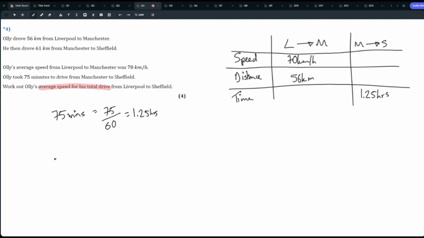I'm going to draw in the speed, distance, and time formula. This is our formula triangle, and then what I want to work out is time. Remember, whatever you want to work out, you just cover it up. And what we're left with is distance divided by speed. So time equals distance upon speed. Now the distance here is 56 kilometers and our speed is 70 kilometers per hour. Now if we do that, we get 0.8 hours.